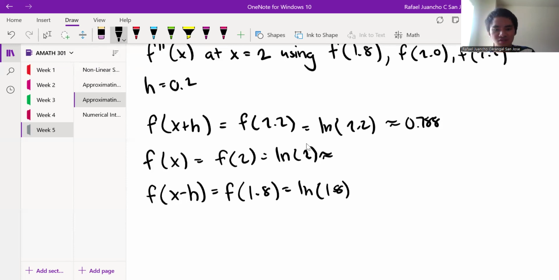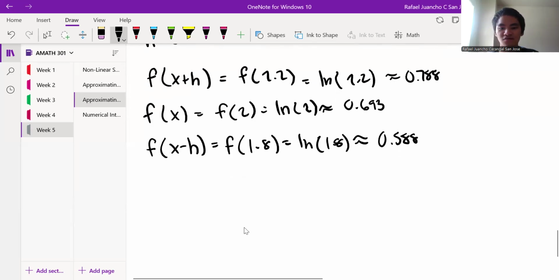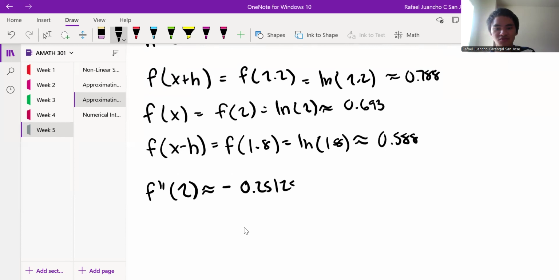And then if I approximate those values, I get these, like 0.788-ish. This one is 0.693-ish. And this one's like around, what, 0.588? Yeah. And then if we apply the central difference formula, we're basically going to get, so using that central difference formula, we're going to get around negative 0.25125, right?